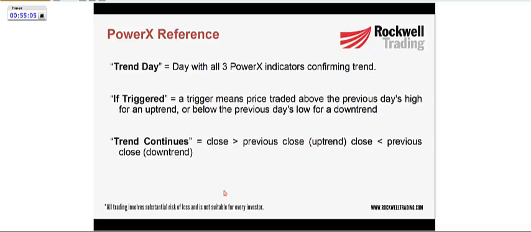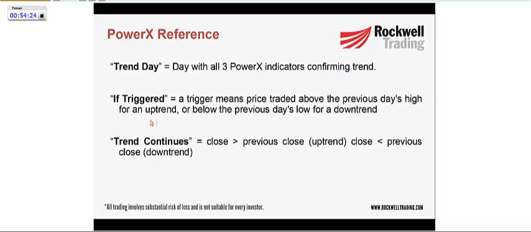A trend day means all of the indicators are confirming the trend. And I will also mention if triggered. Now the trigger is important because the trigger will increase the odds that the market will be higher or lower on that day. A trigger means that price traded above the previous day's high if we are looking at an uptrend, or below the previous day's low if we are looking at a downtrend. So that's what trigger means, and if triggered will improve the probability, give you more accurate numbers.